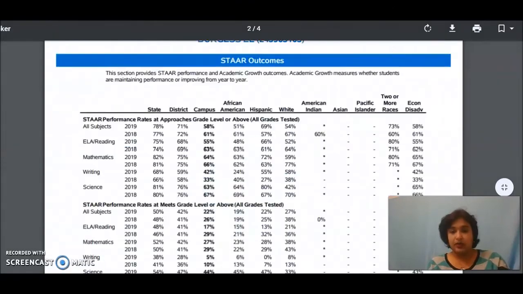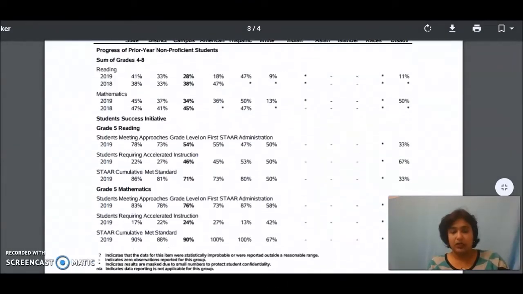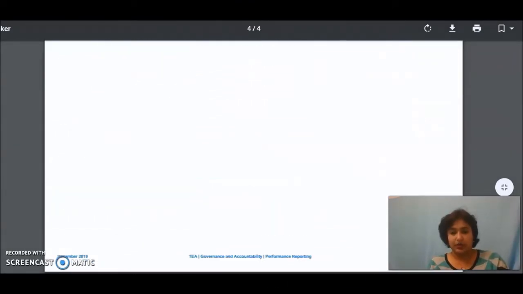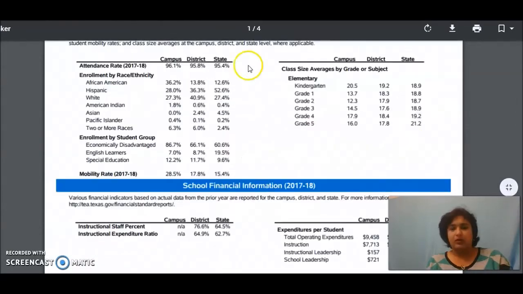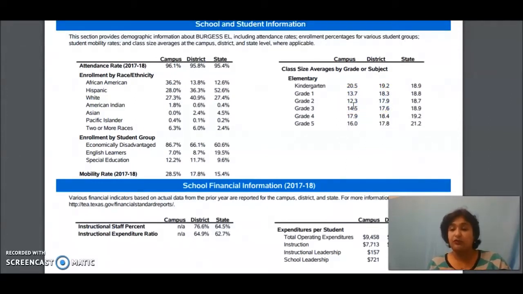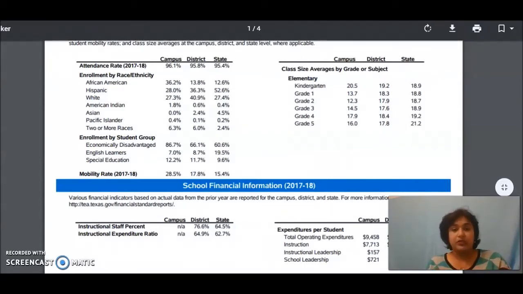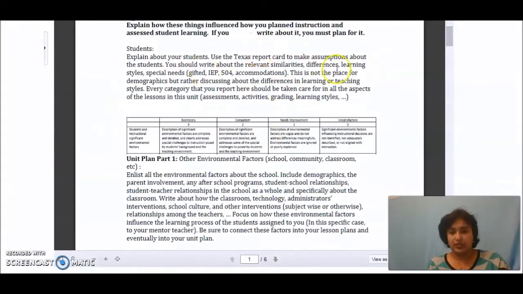Okay, so when we are looking down, I'm going to look down and go to, let's say, a grade level that is there. So let's say you have 2nd grade. If you have 2nd grade, then it tells you by campus it is 12.3, whereas the district is 17.9. So basically it means that the campus or the classroom has a lower student teacher ratio.